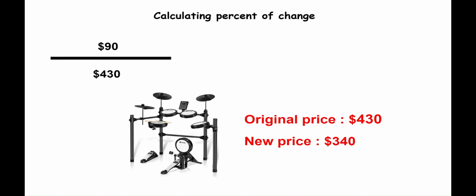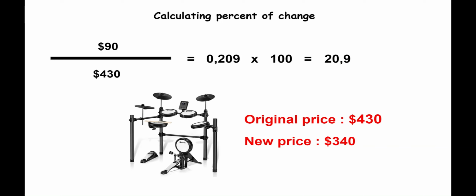So again, you can use your calculator to divide the difference of $90 by the original price of $430, which equals 0.209. Now, let's convert the decimal 0.209 into a percent. So that means we need to multiply by 100, which equals 20.9.